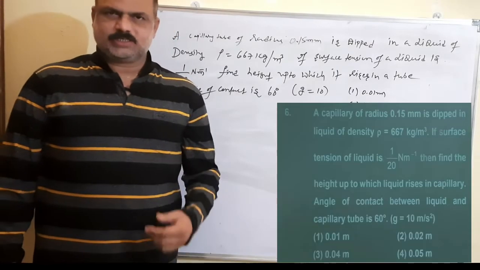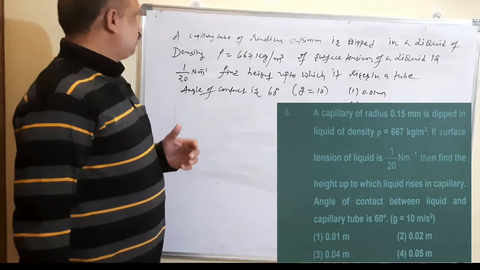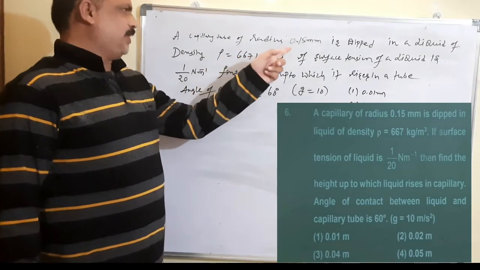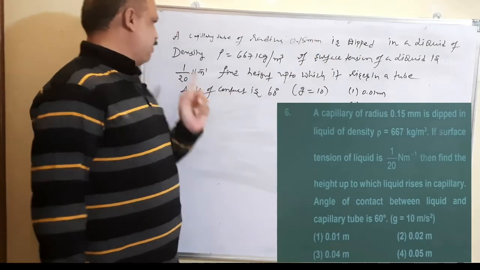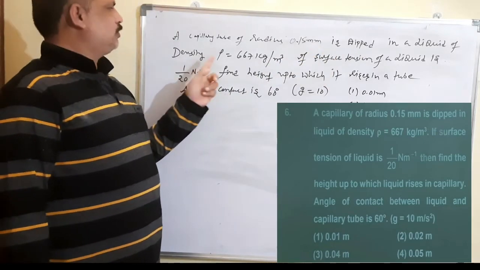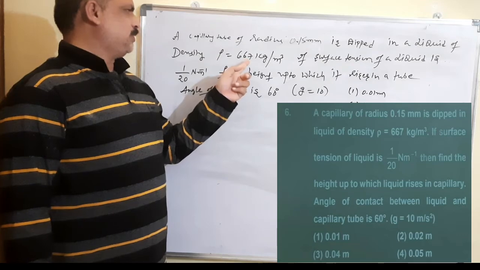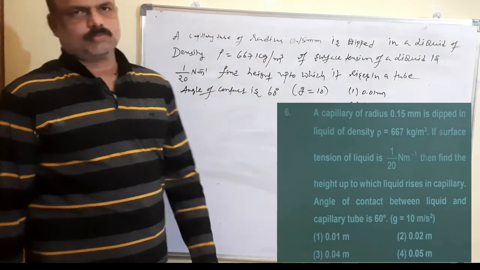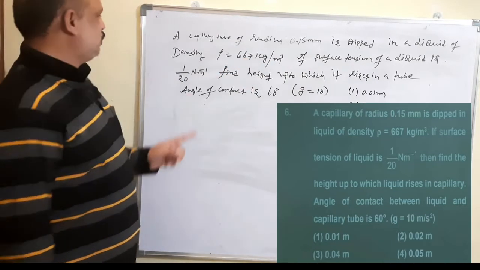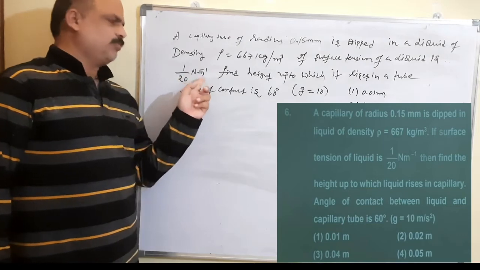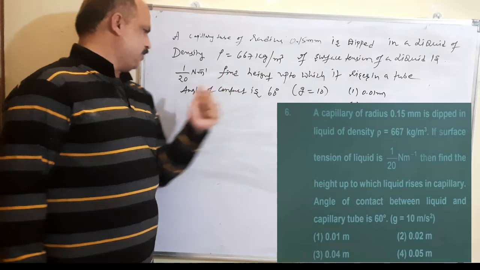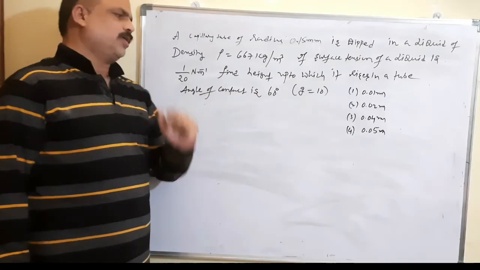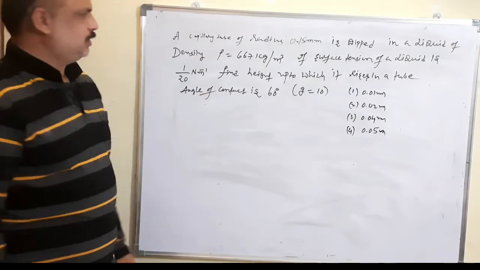So, now let us discuss another question. A capillary tube of radius 0.15 millimeters is dipped in a liquid of density rho equal to 667 kg per meter cube. If the surface tension of the liquid is 1 by 20 Newton per meter, find the height up to which it rises in the tube. The angle of contact is 60 degrees.